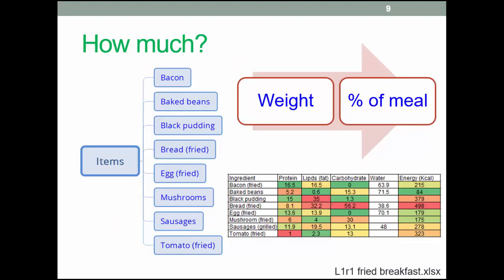So I broke this down a little bit further. I, in this case, looked at the nutritional content of each of these items. In some cases, I had to use grilled rather than fried because I couldn't find the information for fried. This is taken from McCance and Widdowson, which you should be familiar with from last year, and we'll mention again a little bit later on in this series of lectures.